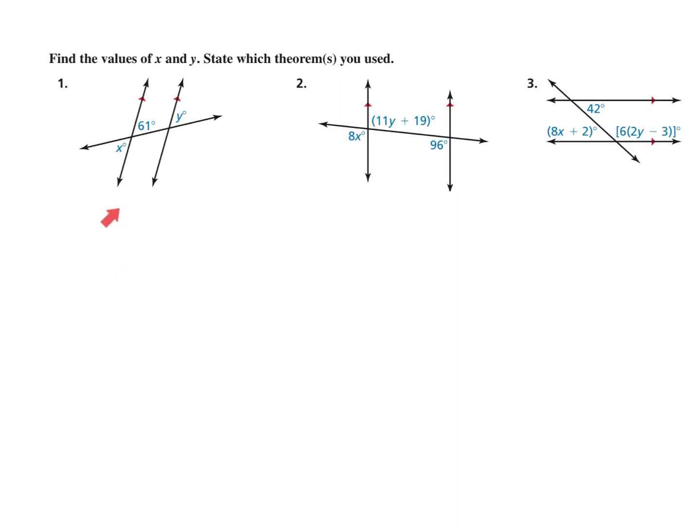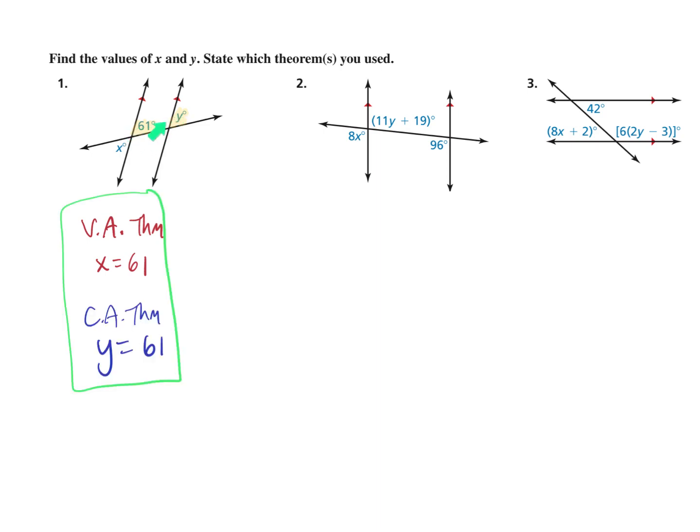Let's take a look really quickly at numbers 1, 2, and 3. First of all, number 1. So first, the vertical angle theorem tells us that these vertical angles are congruent, so x is 61 degrees. Next, the corresponding angle theorem tells us that these corresponding angles are congruent, so y is 61.